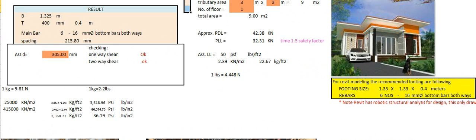Here you can input the value of tributary area, number of floors, then approximate dead load and live load, automatically calculated with factor and all design calculations for your easy checking.